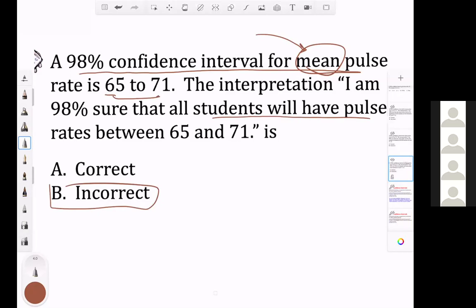But I mean, the average person has a heart rate of 65 to 71. Average, but they didn't say average, they said all students. So I'm sure that all the students will have a pulse between this and that. The average of them will be between 65 and 71. No, we're talking about the mean.